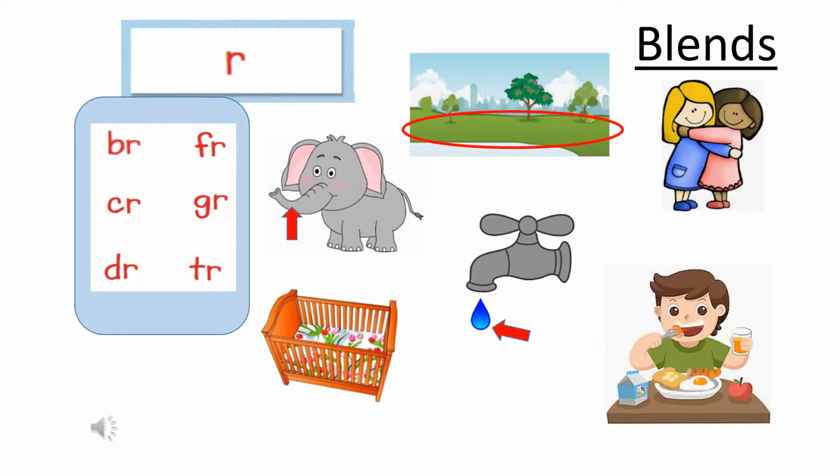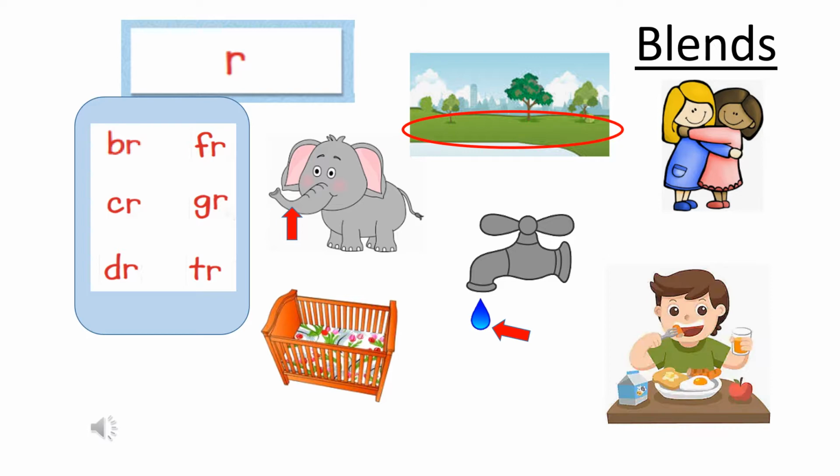Here are 6 pictures that have an R blend. And you can see the 6 R blends in the blue box. So as I say each picture, you try to match the R blend to the picture. Let's start with the elephant. The arrow is pointing to the trunk.